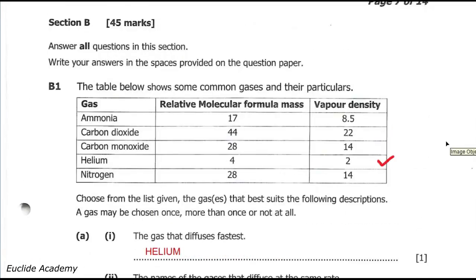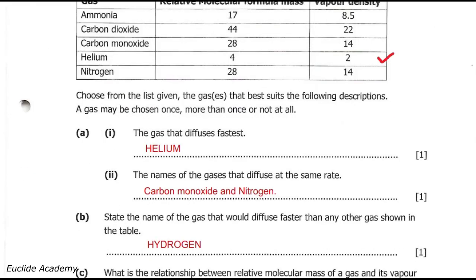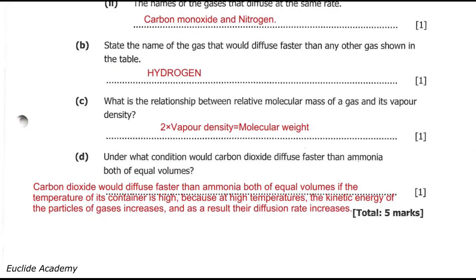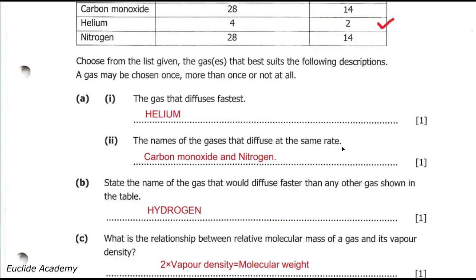So in conclusion, it's all about understanding the kinetic theory of matter, the movement of gases, the factors that affect the rate of diffusion, and also knowing what relative molecular formula mass and the vapor density is. The good thing to take away in this lesson is that now we have an understanding of a relationship between vapor density and molecular mass. So you might just do well to keep this formula for future reference: 2 times vapor density is equal to the molecular weight or relative molecular mass.